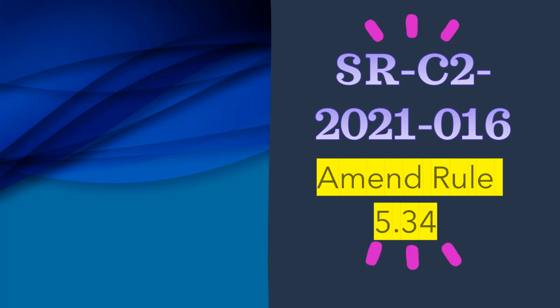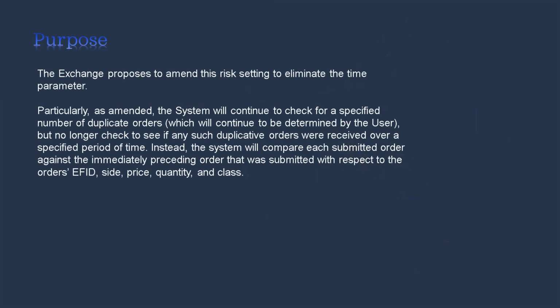I'm going to be talking about SR-CBOE-2021-016. This is a new filing out of CBOE. It is to amend Rule 5.34 related to duplicate orders and risk protection. Now, the exchange proposes to amend this risk setting to eliminate the time parameter.